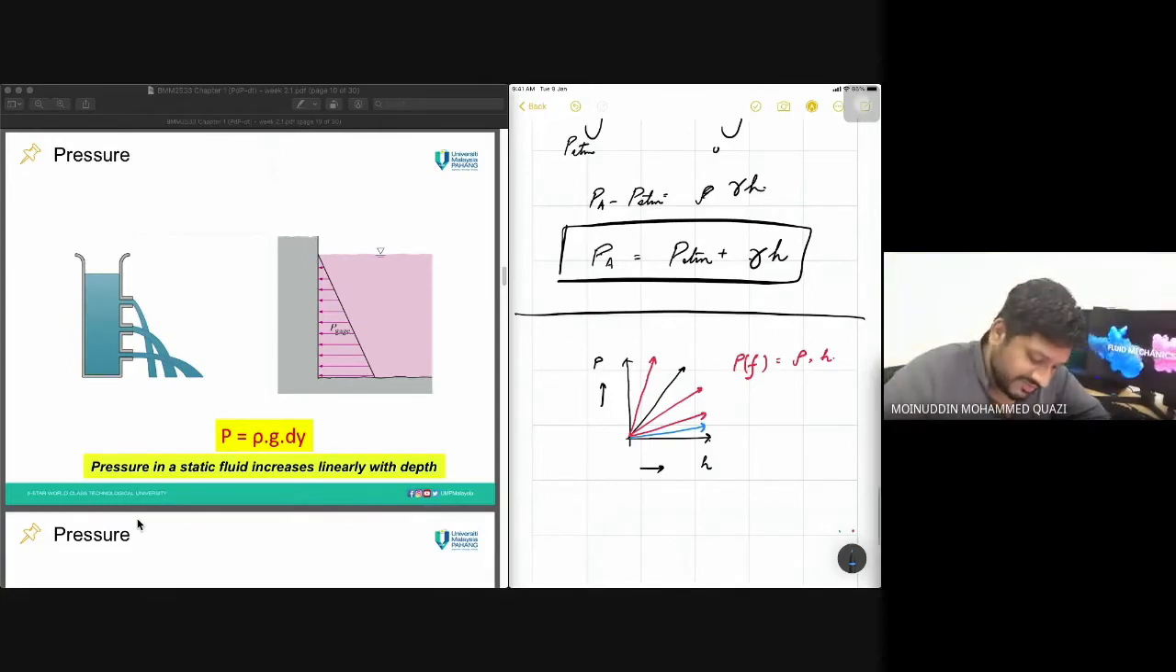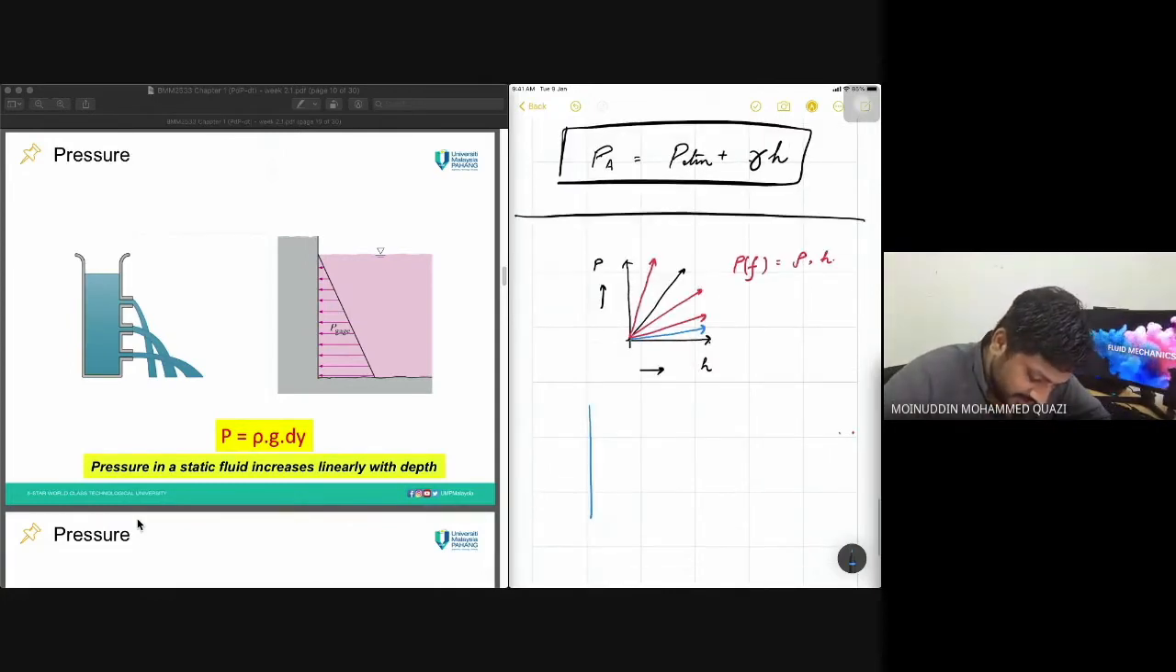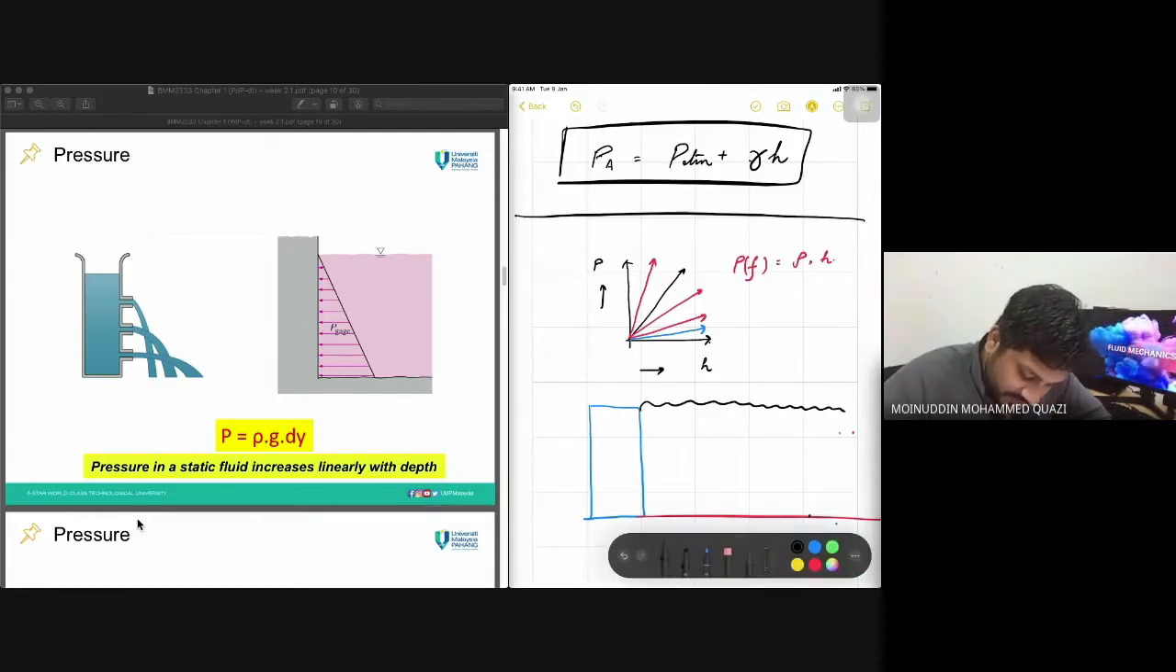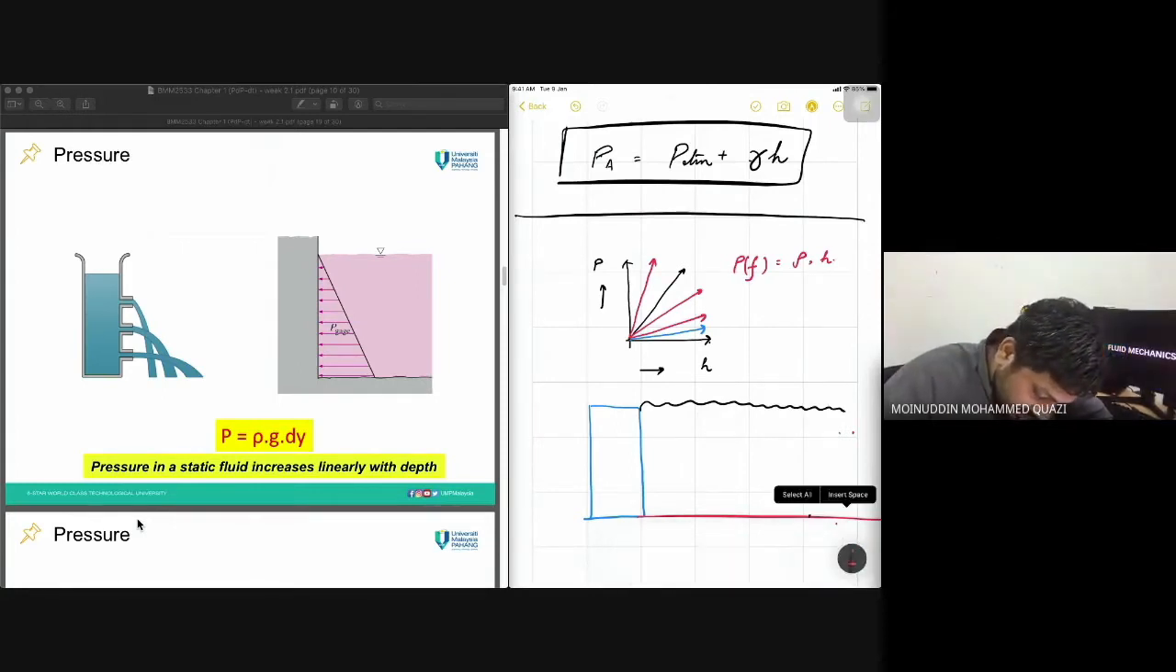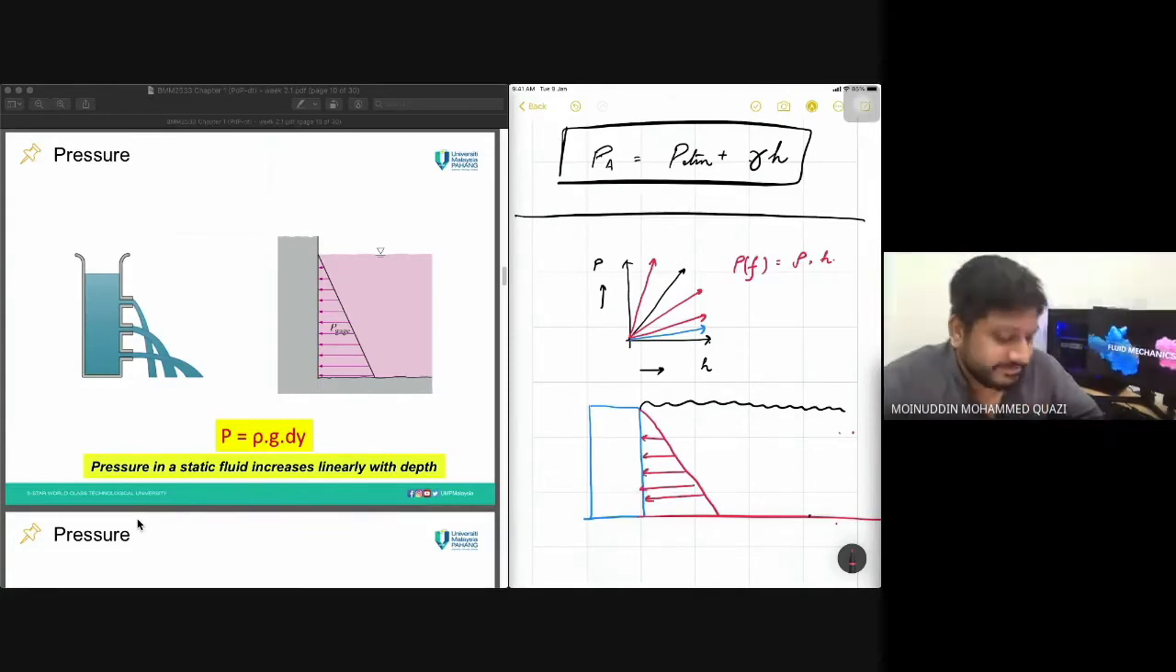Okay? So if I've got a wall, this is my wall, and I fill it with liquid. Then as I move downwards, the pressure increases. As I move downwards, the pressure increases. This is atmospheric pressure. So this is how this also shows.